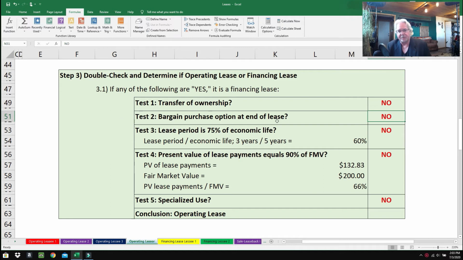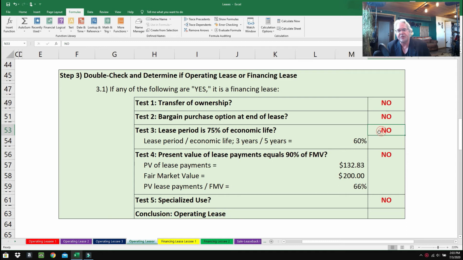Is there a bargain purchase option at the end of the lease? Can Wynn's Construction buy the weed whacker for $1 or $10? The answer is no. Is the lease period 75% of the economic life? Well, what you do is you look at the lease period, which is 3 years, divided by the economic life, which is 5 years, we get 60%. 60% is less than 75%.